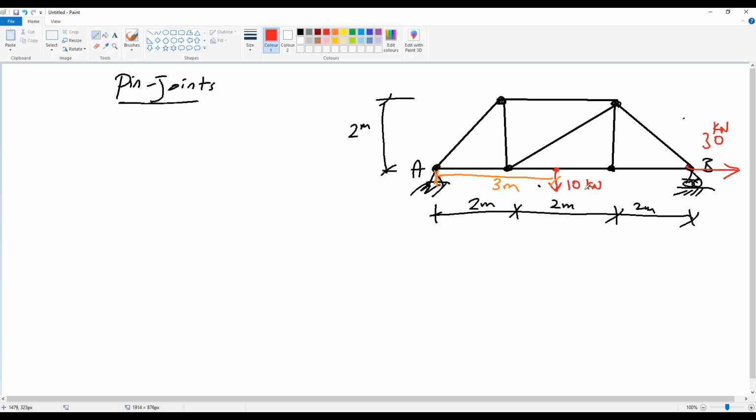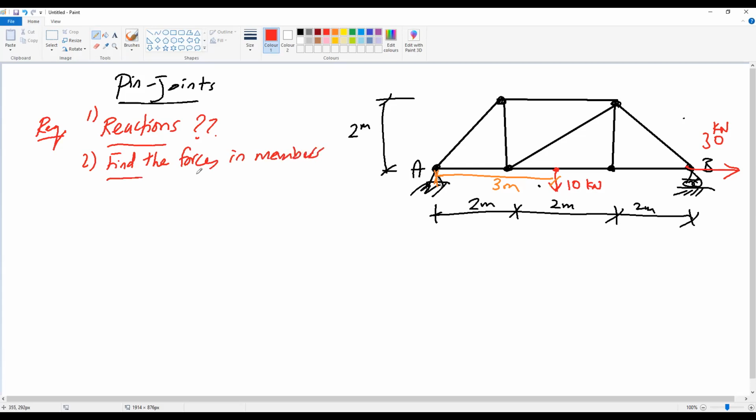Okay. The requirement for this example is to calculate the reactions for this truss. Is number one. And number two, find the forces in members, in all members of truss. So we have two requirements. One is the reactions and one is the forces inside each member.